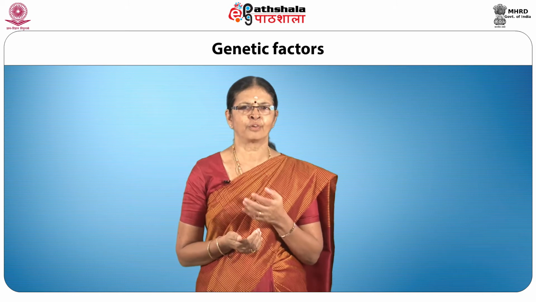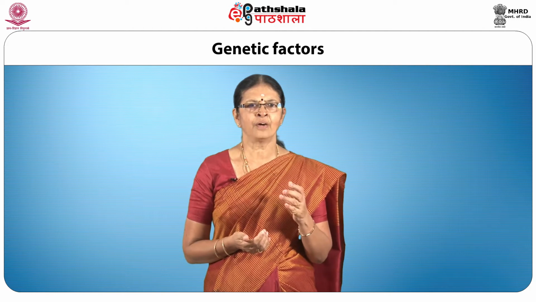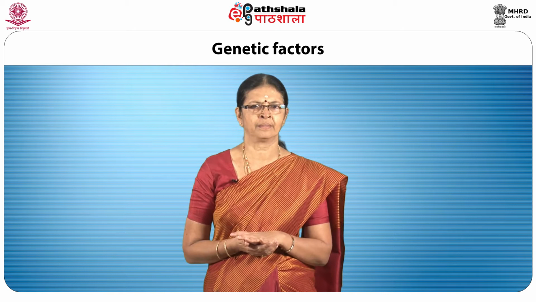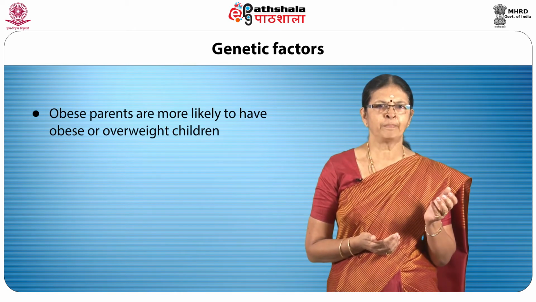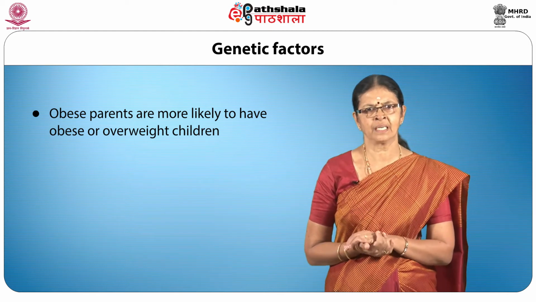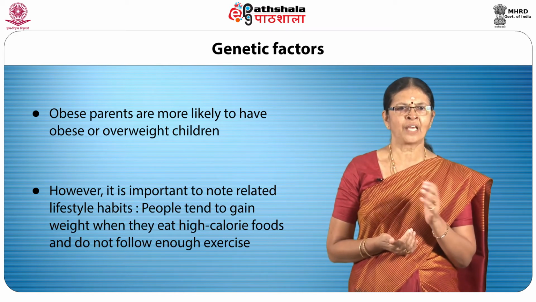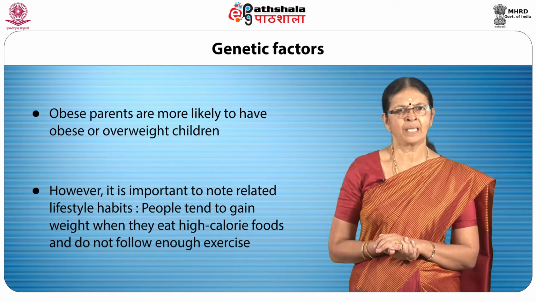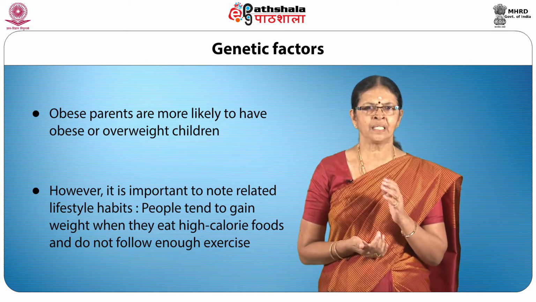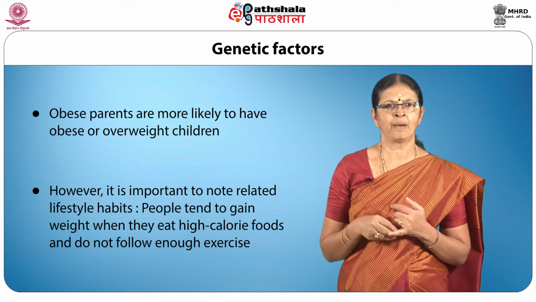The third factor for obesity and overweight can be genetics. Genes have some control over the quantity and location of stored body fat. Therefore, obese parents are more likely to have obese or overweight children. However, it is important to note related lifestyle habits. If parents prepare high calorie meals and do not encourage exercise, then obesity is likely to develop within the family.